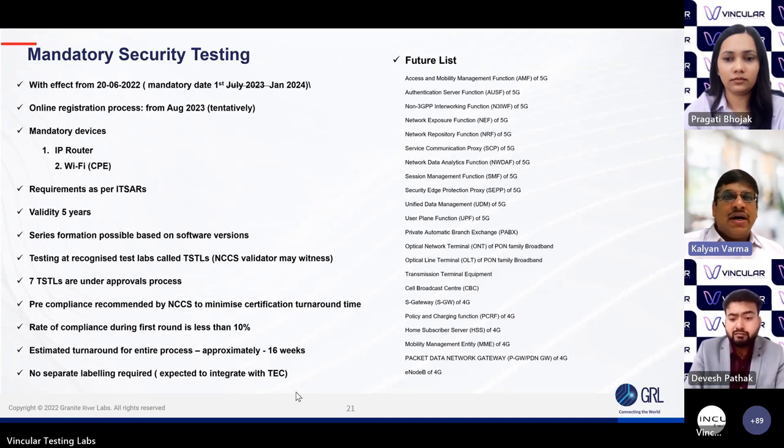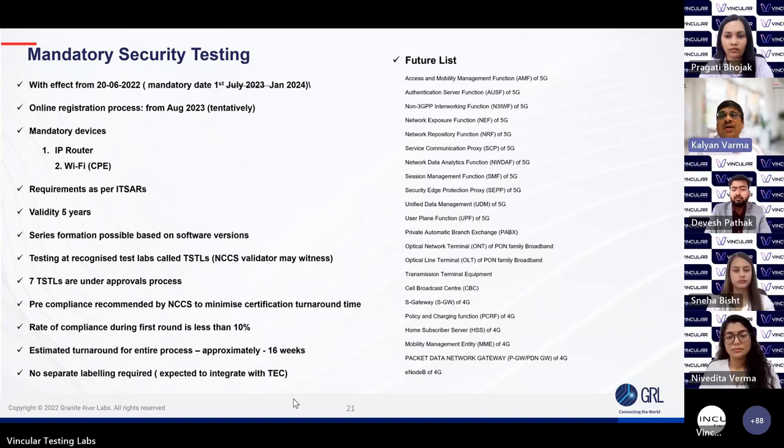Now, the requirements are defined in ITSARs, and ITSAR is a very high-level requirement document, predominantly capturing various requirements from standards like 3GPP, and some from international sources like OWASP Top 10, CWE 25, or NIST requirements, and additional requirements with respect to specific needs of the Indian government have been incorporated. I must say it is quite an elaborate and stringent standard at this point of time.